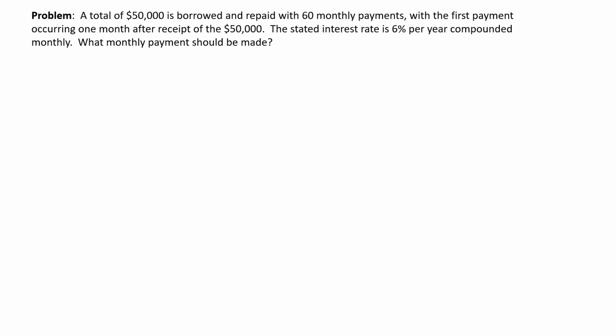A total of $50,000 is borrowed and repaid with 60 monthly payments, with the first payment occurring 1 month after receipt of the $50,000. The stated interest rate is 6% per year, compounded monthly. What monthly payment should be made? Now, this is a very interesting problem because it is very, very practical. Tomorrow, if you go to a bank and you try to get a loan, this is exactly the kind of calculations that they will make.